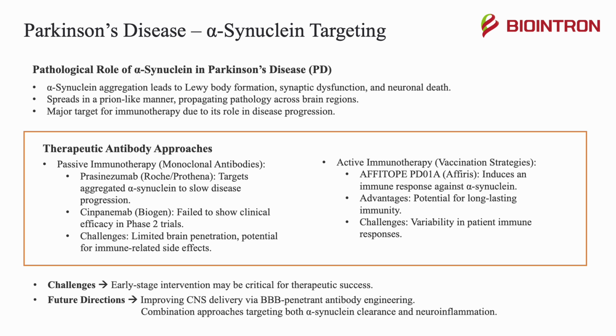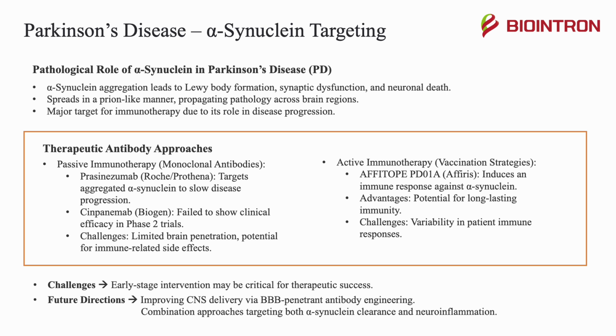Next, we'll move on to Parkinson's disease. Alpha-synuclein aggregation leads to Lewy body formation, synaptic dysfunction, and neuronal death. It spreads in a prion-like manner, propagating pathology across brain regions. It is a major target for immunotherapy due to its role in disease progression.